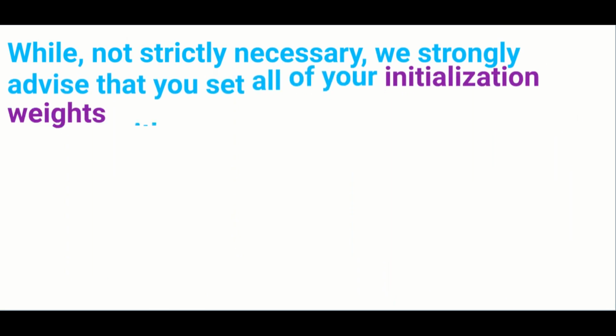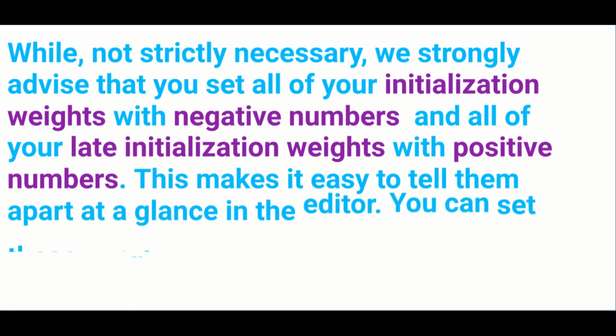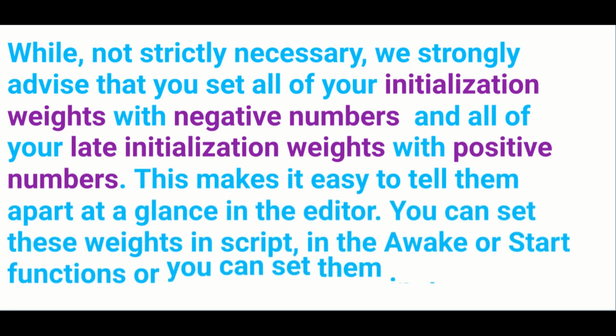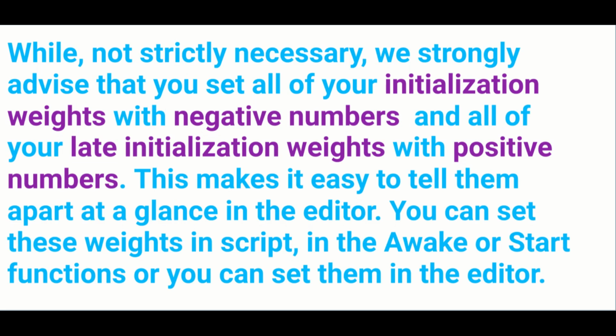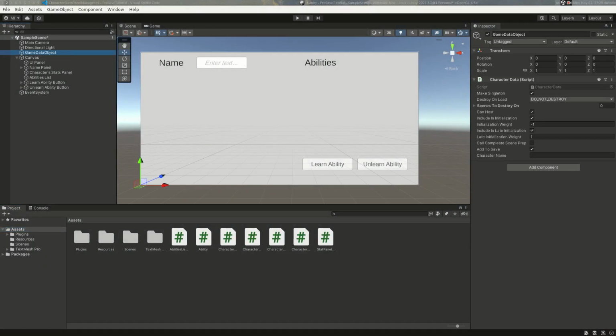While not strictly necessary, we strongly advise that you set all of your initialization weights with negative numbers and all of your late initialization weights with positive numbers. This makes it easy to tell them apart at a glance in the editor. You can set these weights in script in the Awake or Start functions, or you can set them in the editor. Select the GameData object in the hierarchy and set the initialization weight field of CharacterData to -2. Great! Now we can be certain that CharacterData.Initialize will be called before CharacterStatsPanelManager.Initialize every time.